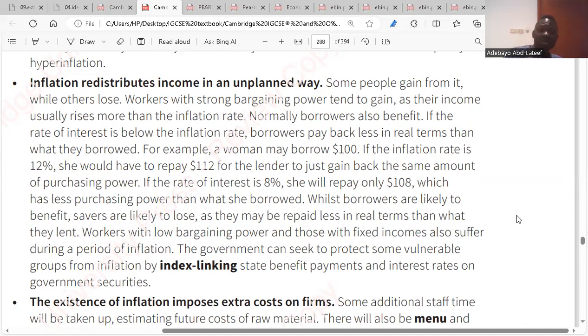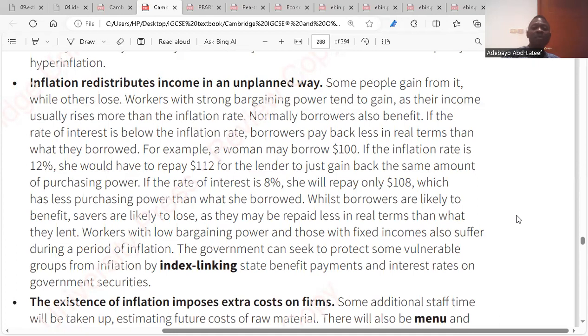Inflation will distribute income in an unplanned way. Some people gain from it, while others lose. Workers with strong bargaining power tend to gain, as their income usually rises more than the inflation rate. Normally, borrowers also benefit if the rate of interest is below the inflation rate. Borrowers pay back less in real terms than what they borrowed.